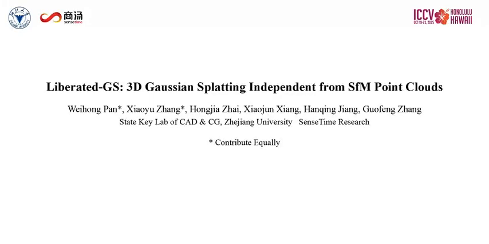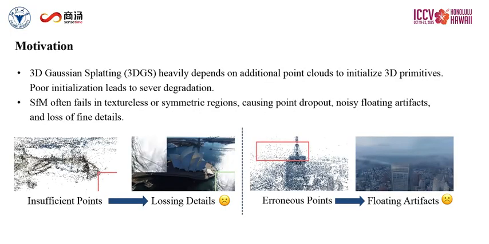We present Liberated Gaussian Splatting, a novel Gaussian splatting initialization pipeline to address the degradation in novel view rendering quality caused by SfM point clouds. While 3D Gaussian splatting has achieved impressive results, it relies on high-quality SfM point clouds for initialization. However, SfM is notoriously fragile.